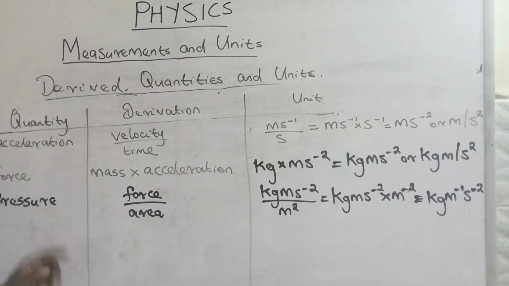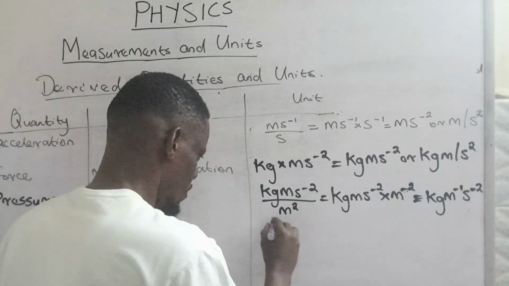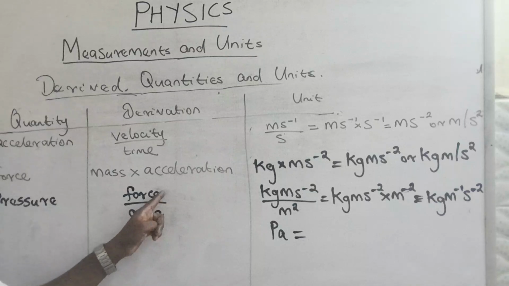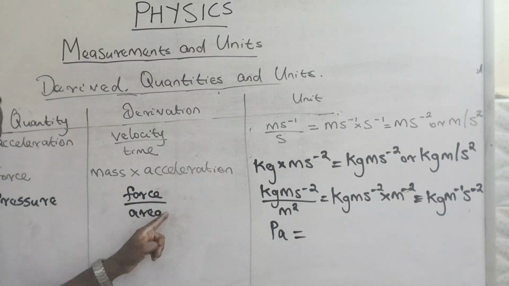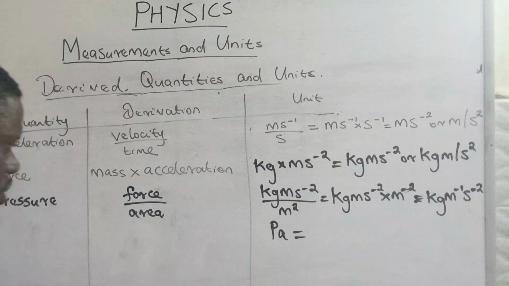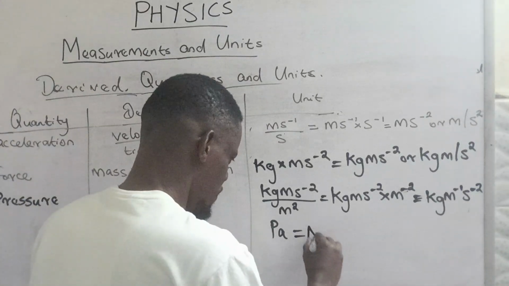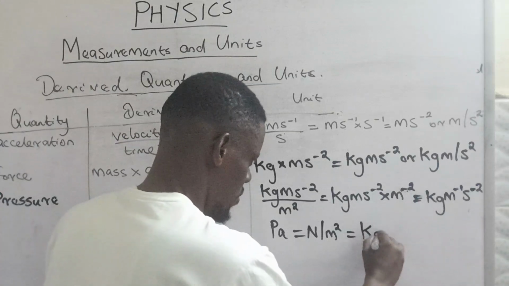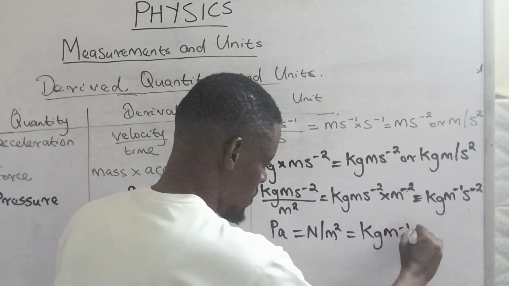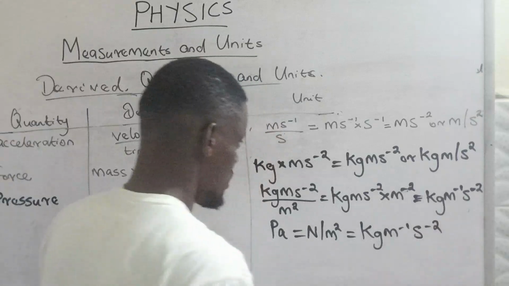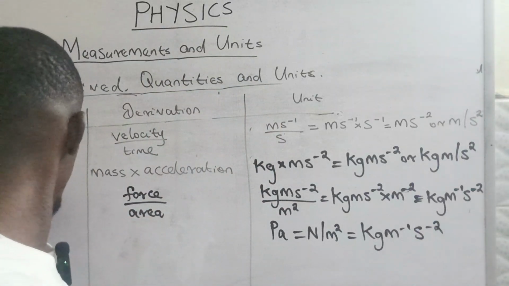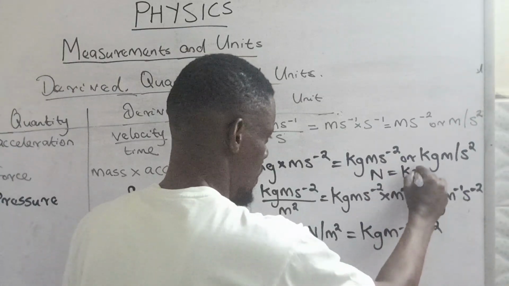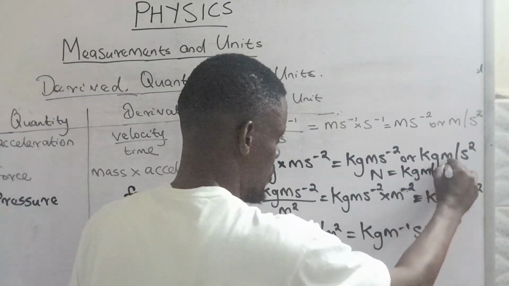But the SI unit of pressure is the Pascal. The Pascal is equal to, if we come here, the SI unit of force is Newton, that of area is meter square. So Newton over meter square is Newton per meter square. This is also equal to kilogram per meter per second square. Let's take note here, the SI unit of force is Newton. So the Newton here is also equal to kilogram meter per second square.